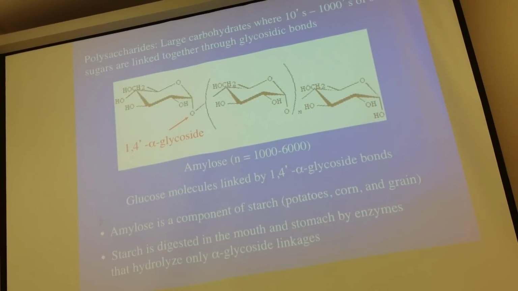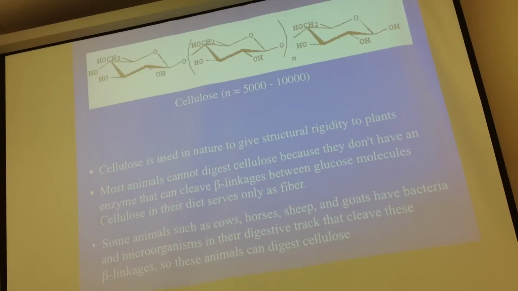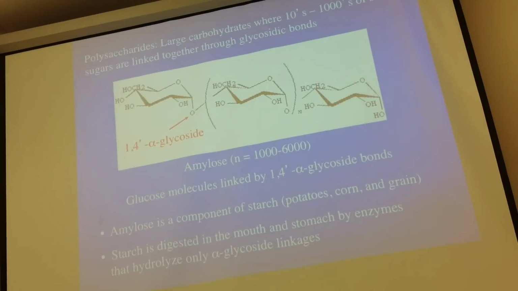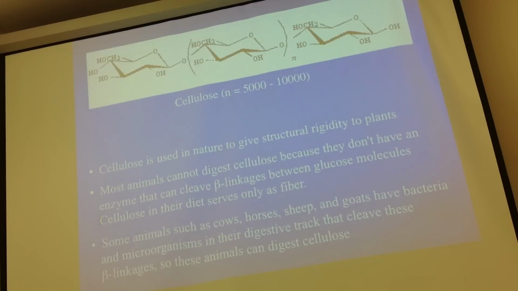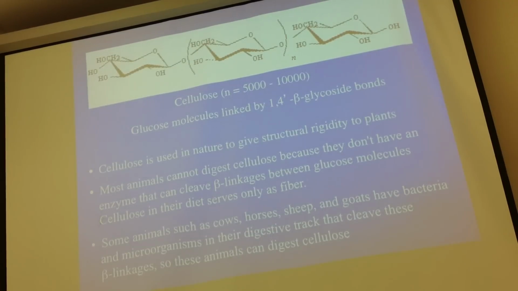Now, let's say you tried to eat a piece of wood. Okay, there's cellulose. Cellulose looks a lot like starch. It is glucose molecules, just like starch. It's linked 1 to 4', just like starch. It's beta linkages, and it is more rigid. It gives structural rigidity to plants. And most animals aren't able to cleave the beta linkages. So eating grass doesn't do the same thing for us as eating a potato would.